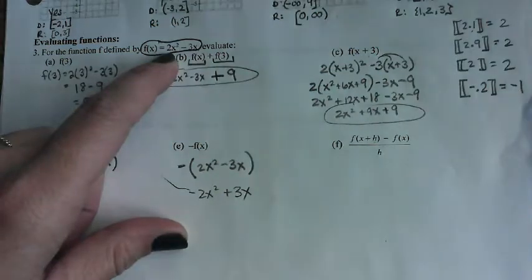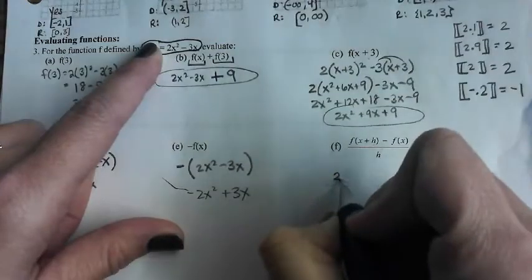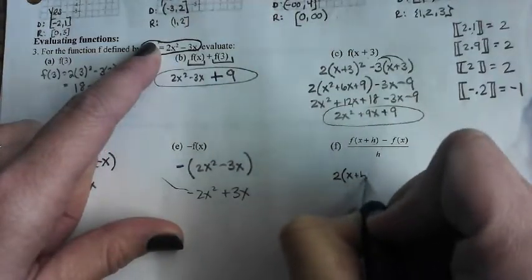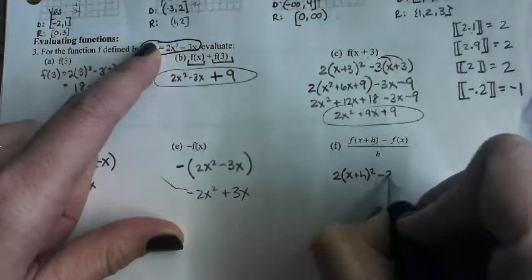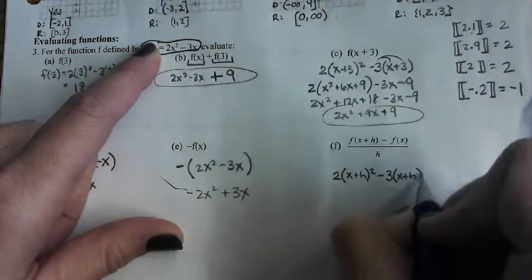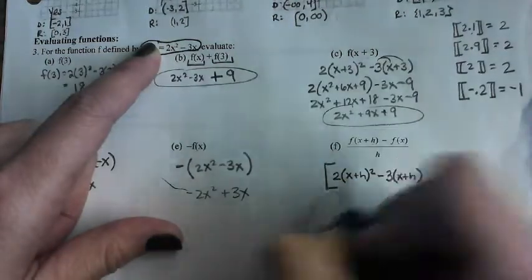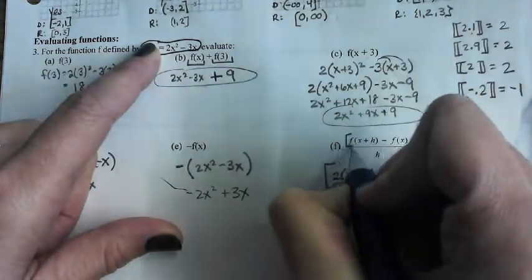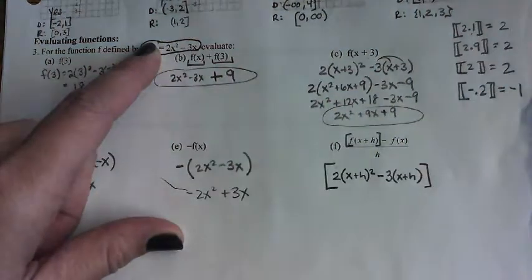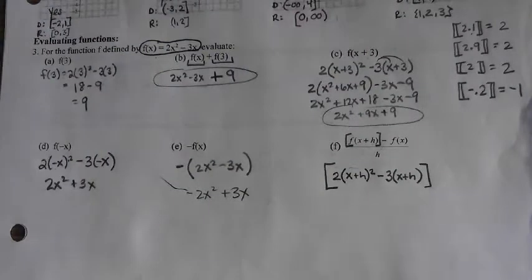Keeping in mind there's two x's up there, right? So there's two different places we're plugging in an x plus h. 2 parentheses x plus h squared minus 3 times x plus h. And put brackets around that, because that'll kind of group the first part together. That's what f of x plus h is. It's plugging in x plus h.